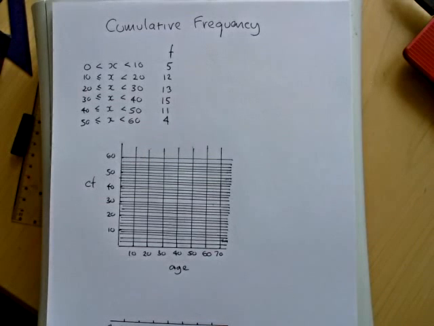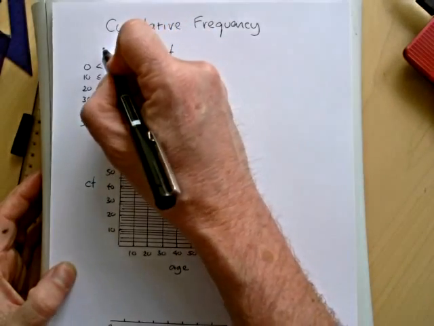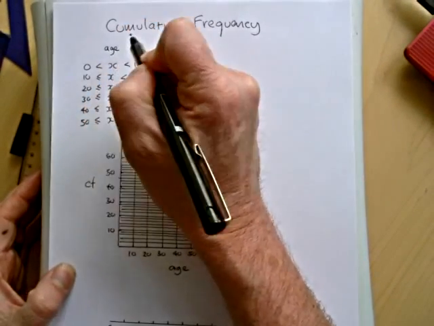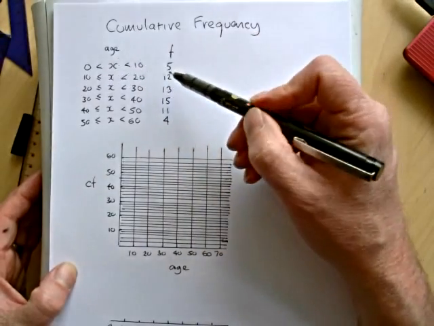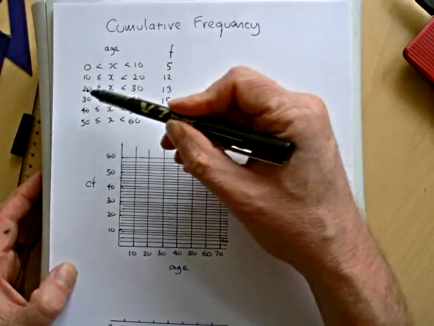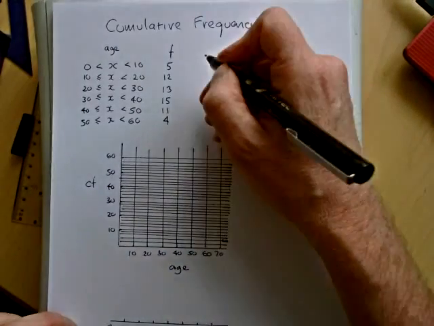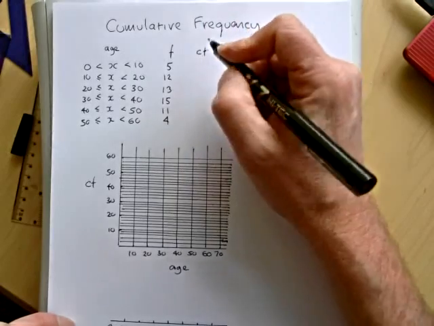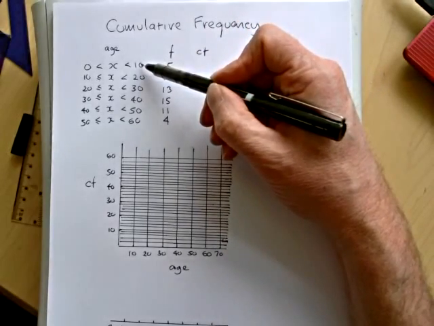So in this video we're going to look at cumulative frequency, drawing the graph, finding the quartiles and drawing a box plot. So I've been given some ages of people who live in a particular road, and I've been given some frequencies for the age. So there's 5 people who are between 0 and 10, 12 between 10 and 20, 13 between 20 and 30, and so on.